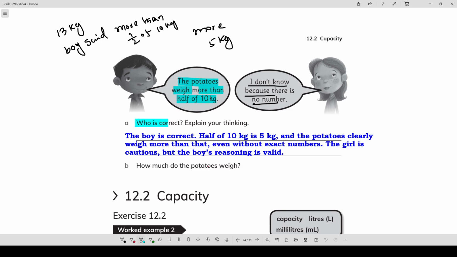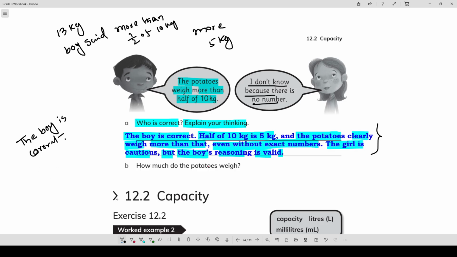The question is who is correct? Explain your thinking. Look, the boy is correct because he said half of 10 kg is 5 kg and the potatoes clearly weigh more than that even without exact numbers. The girl is cautious but the boy's reasoning is valid. So we can also say like this, the boy is correct. Okay, how much do the potatoes weigh? It's 7 kg.